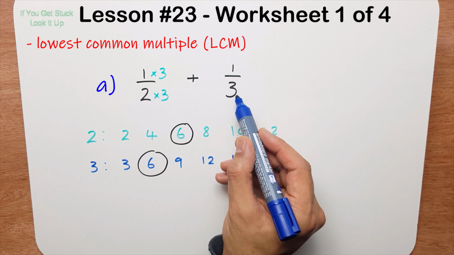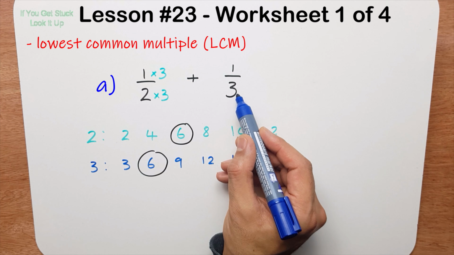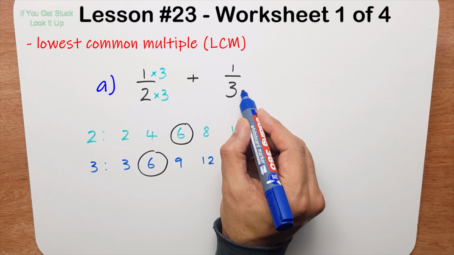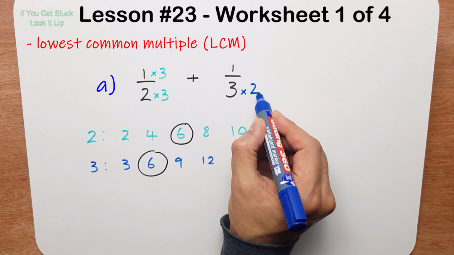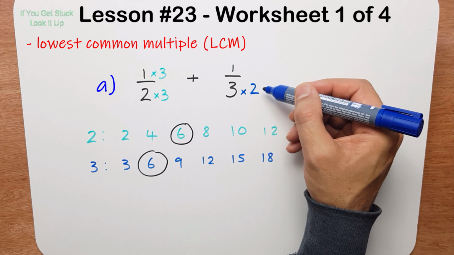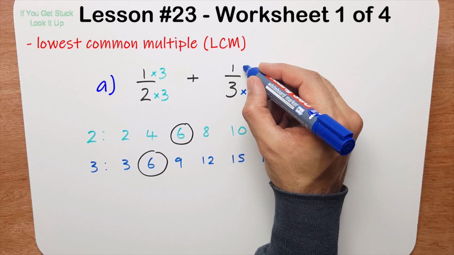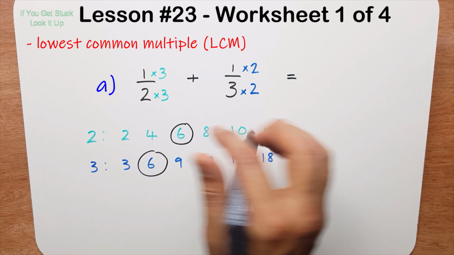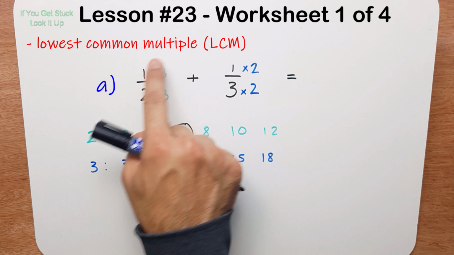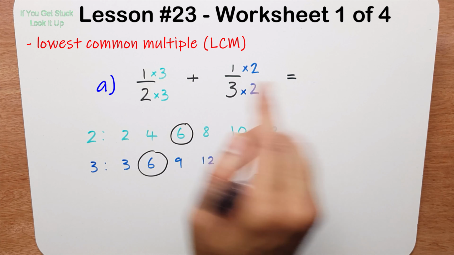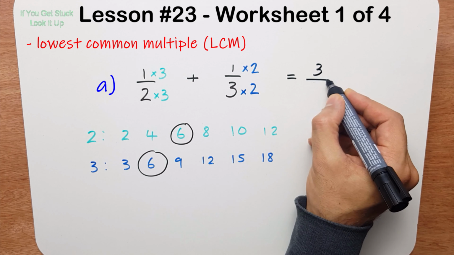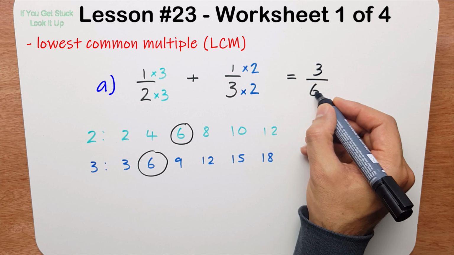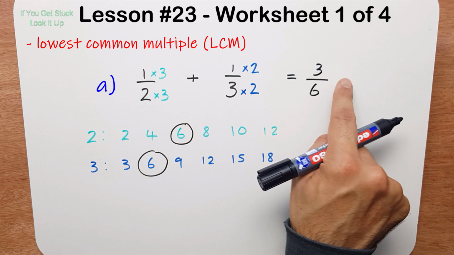Now the same thing with this 3. How do I turn that into a 6? I multiply it by 1, 2, because that's the second number. So 3 times 2 is 6. And again, whatever I do to the bottom number, I do to the top number. So I'm going to look at my first fraction. 1 times 3 is 3. 2 times 3 is 6. And then I have this plus, and that goes there.